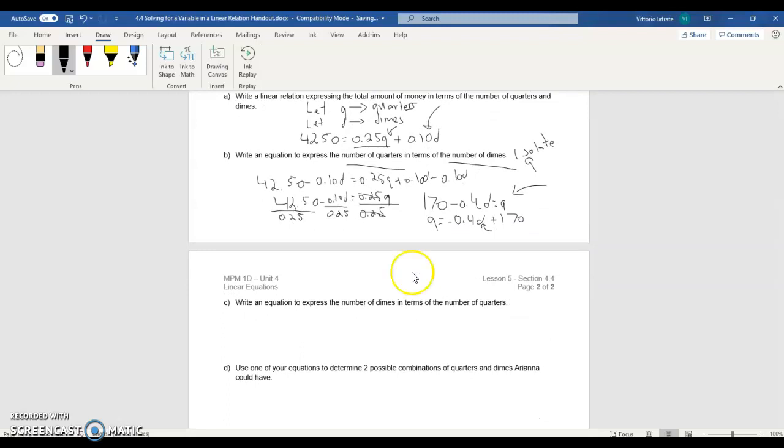Question C is very similar, but the main difference here is that we want to express the number of dimes in terms of the number of quarters. So we want to isolate this time. Instead of isolating Q, we want to isolate D. So we're going to use the same equation we had up here, but we're going to get D alone rather than get Q alone. So we're going to get rid of Q first from that side.